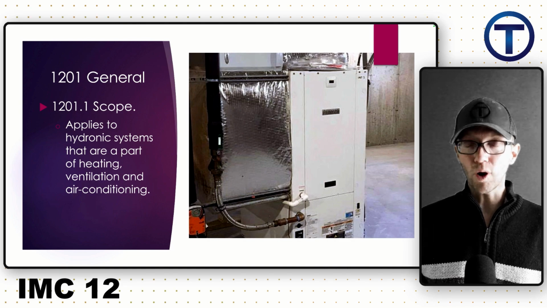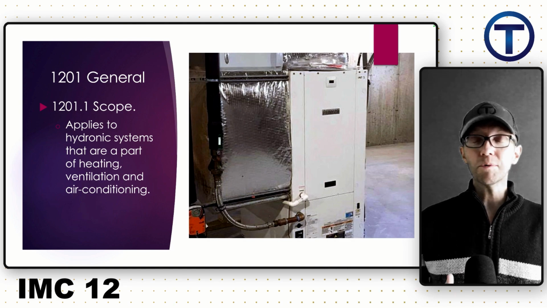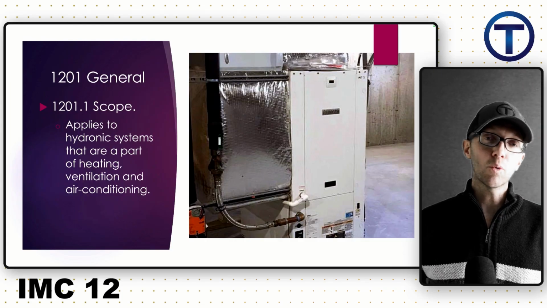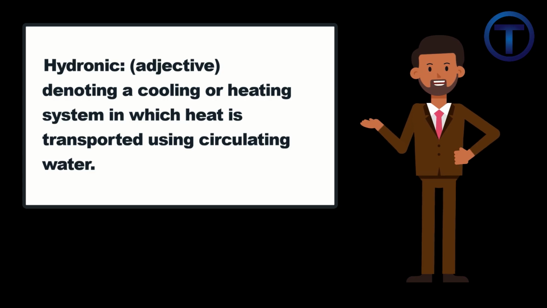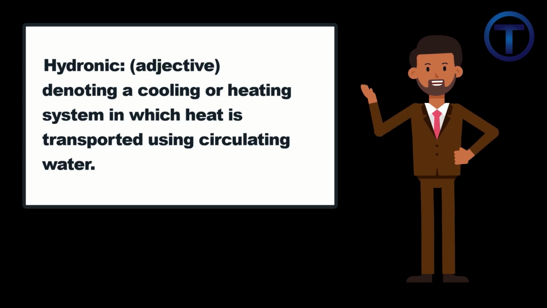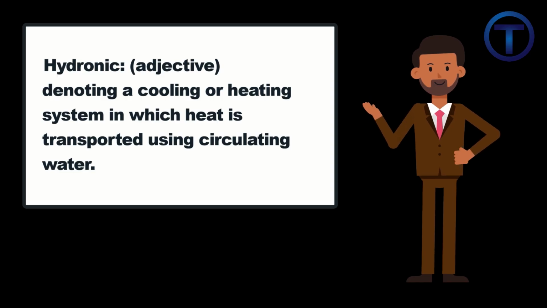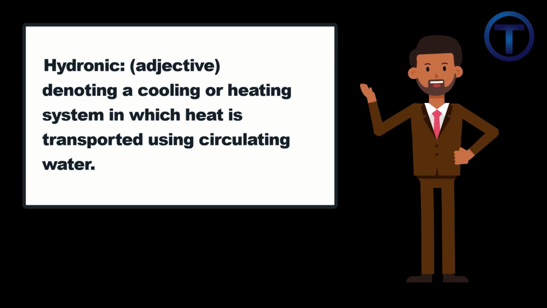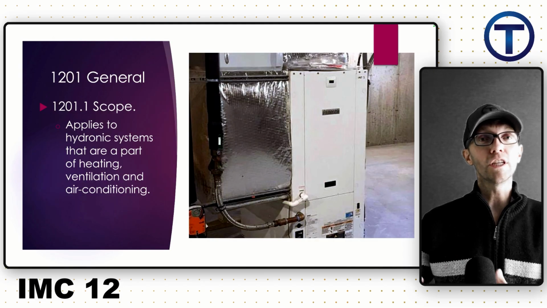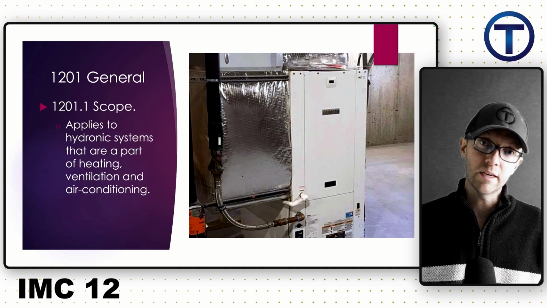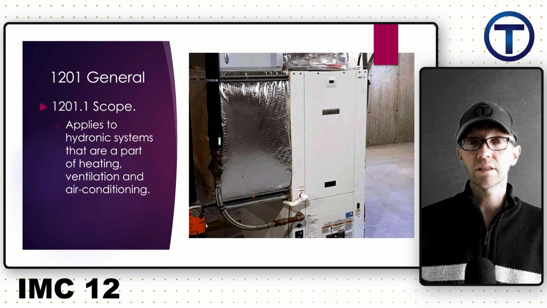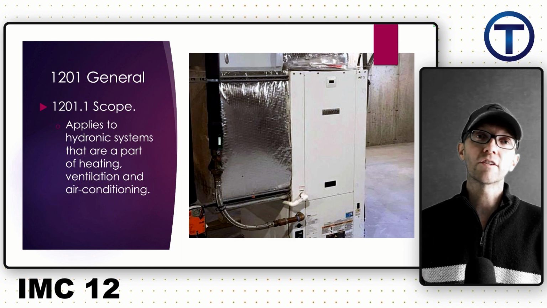Now, when we say hydronic, it seems in my mind like I'm talking about heating something. But the word hydronic doesn't mean heat, does it? Indeed, a quick Google search reveals an Oxford language definition of the word hydronic. It's an adjective denoting a cooling or heating system in which heat is transported using circulating water. It's often used in heat, but it can also be used to cool the building. So when we have large buildings with glycol systems, that is also a hydronic system.